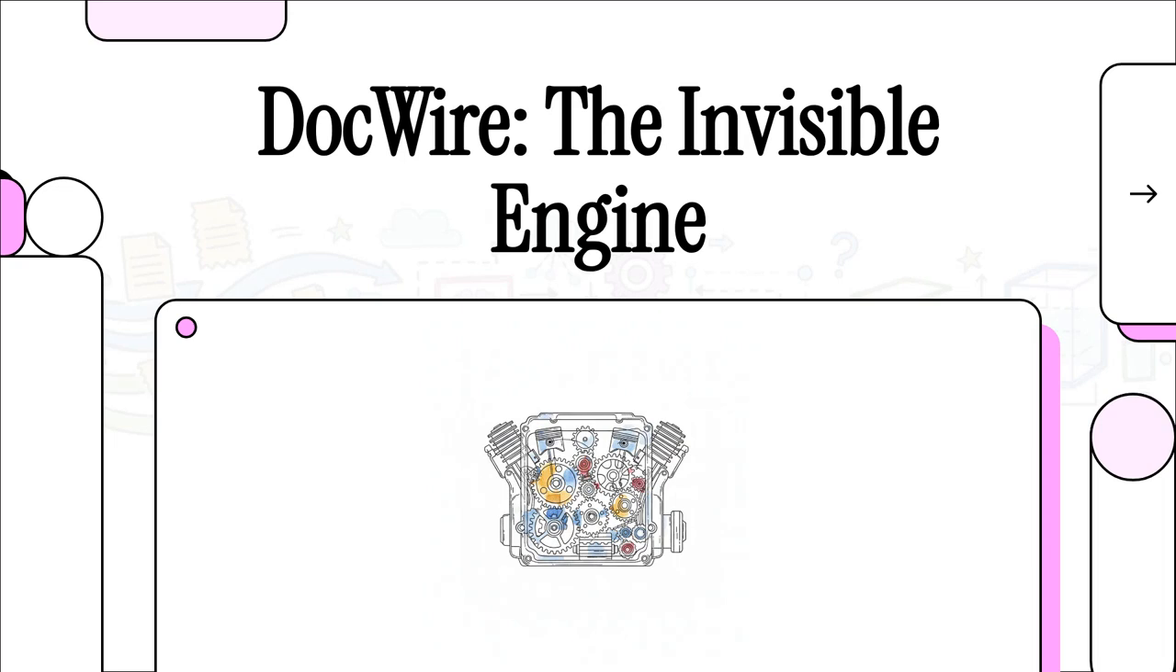Behind the scenes of our modern world, there are these invisible engines at work, powering the systems we really rely on every single day. One of those engines is called DocWire, and in this explainer, we're going to break down exactly what it is, what it does, and most importantly, why it matters.